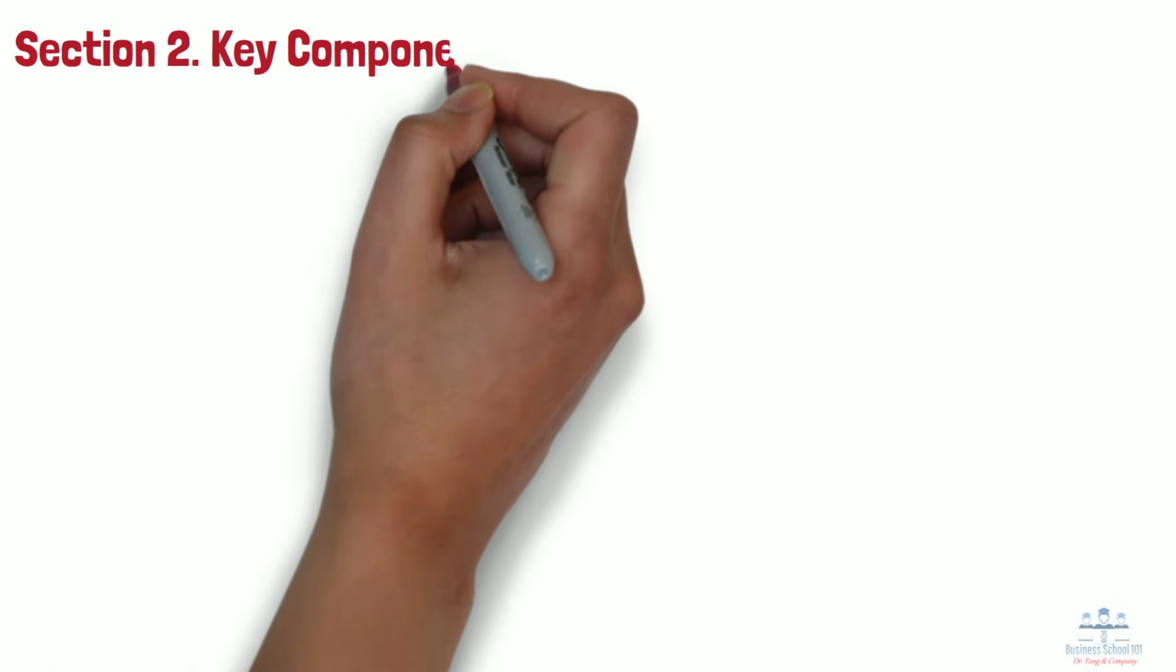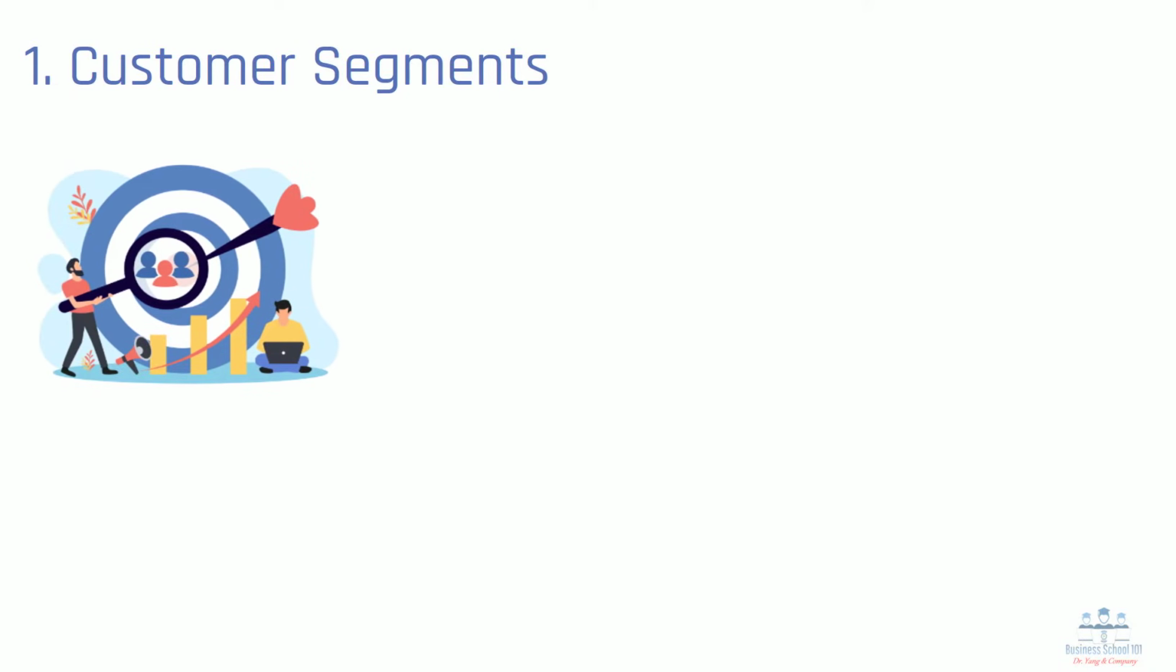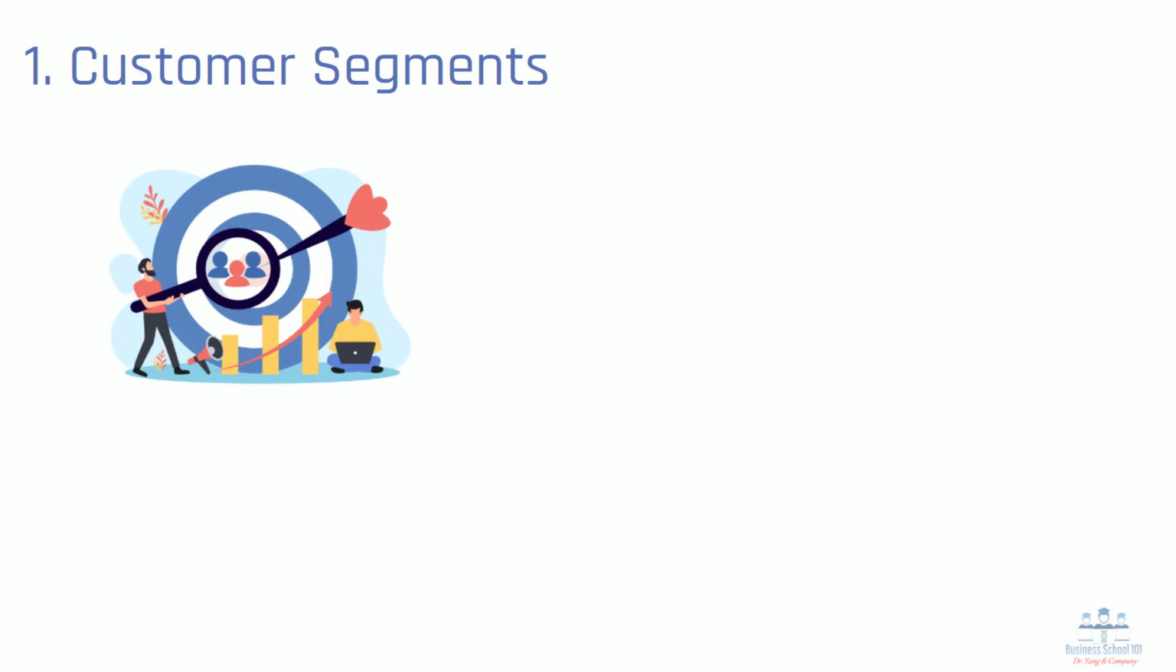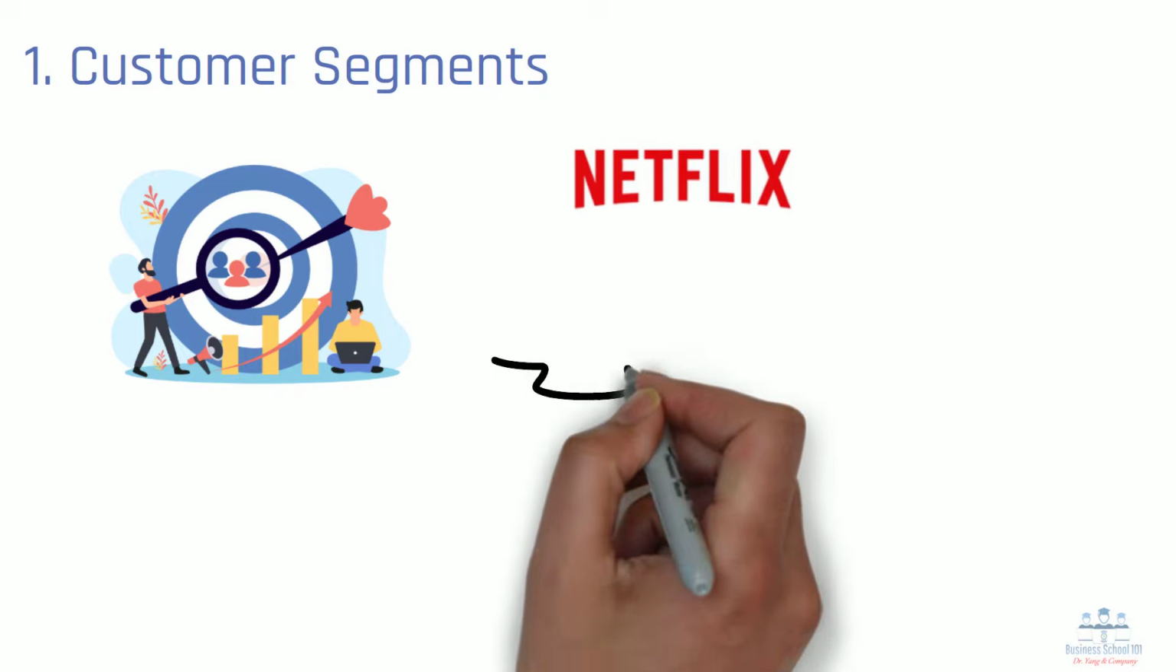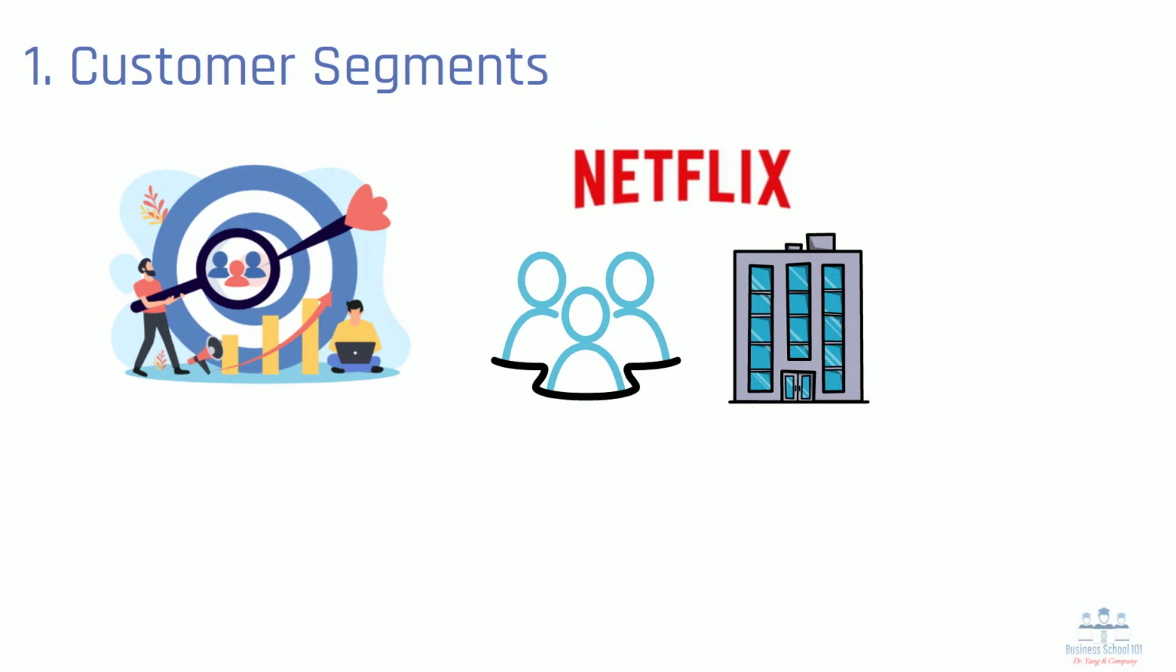Section 2. Key components. The Business Model Canvas includes 9 building blocks, each representing a critical part of the business. Number 1. Customer segments. This block identifies the different groups of people or organizations a business serves. It helps companies define their target audience and understand their specific needs. For example, a company like Netflix serves both individual consumers and businesses that use its platform for educational content.